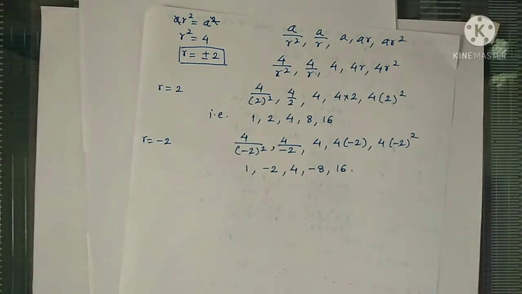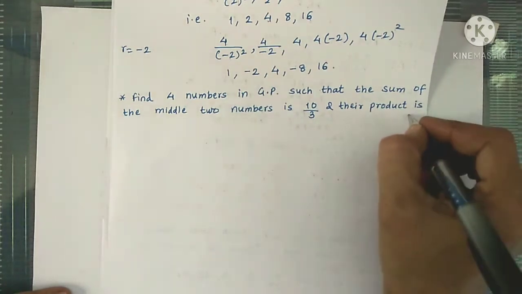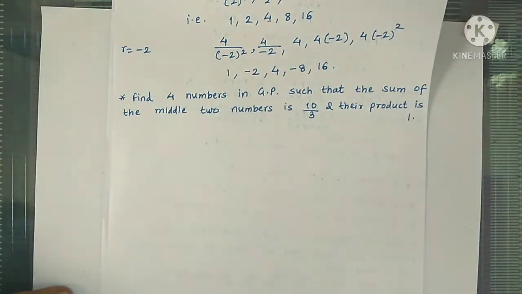Okay. Now let's solve a question with 4 numbers in GP. Now here we have to find 4 numbers in GP such that the sum of the middle two numbers is 10 by 3 and their product is 1. Product is given as 1. Okay.